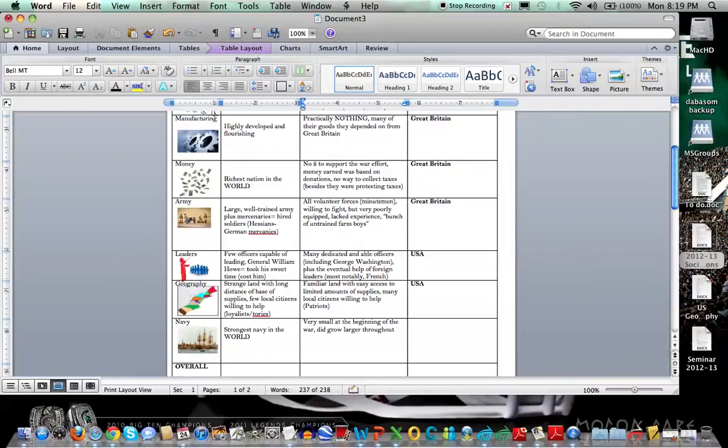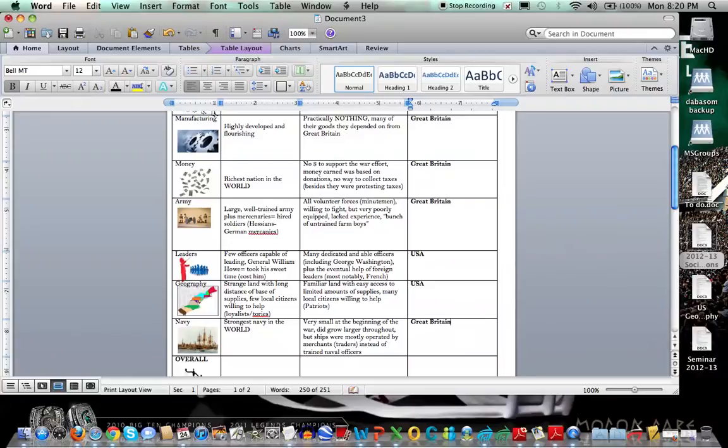throughout the war, but ships were mostly operated by merchants, and that's just another word for traders, instead of trained naval officers. So basically you have people who are commanding these ships that have no real military training. And that's not necessarily going to be the best thing when you have a group of people who are basically traders by nature, and now all of a sudden you have to have them command your Navy. So kind of a disadvantage for the United States there. And so for the advantage here, we're definitely going to go with Great Britain.